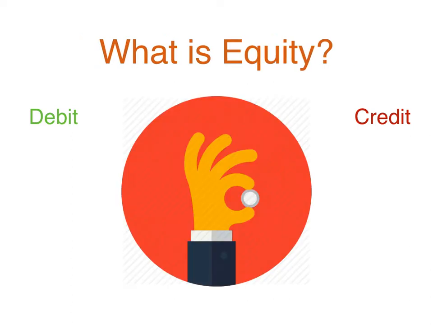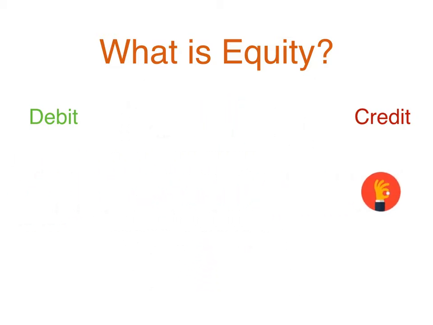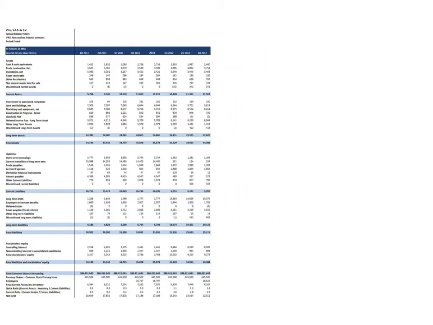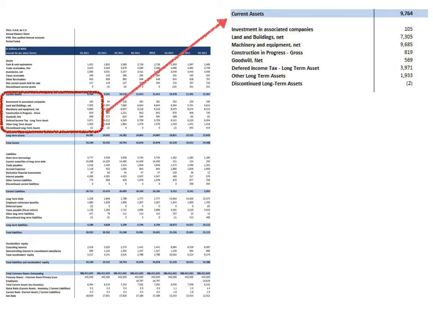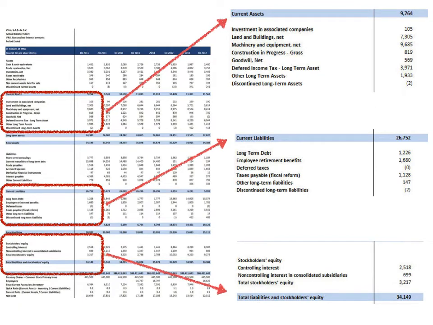Equity is the difference between a company's assets and liabilities. It represents the share of an asset that is claimed by the business. For example, contributed capital. The balance sheet shows us the assets, liabilities, and equity in which we must debit or credit.